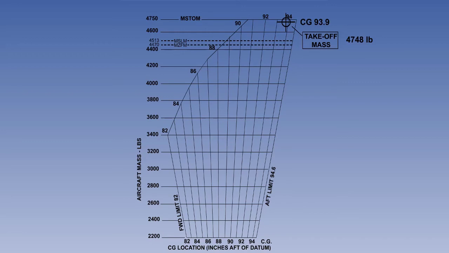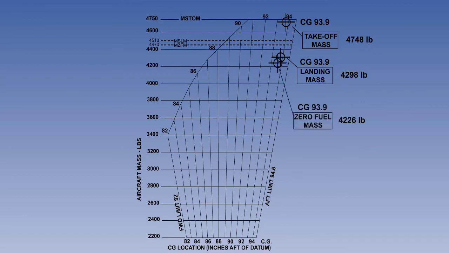Enter the takeoff mass of 4,748 pounds and centre of gravity arm, 93.9 inches, from the manifest into the centre of gravity envelope. In the envelope, check that the mass and centre of gravity for takeoff are in limits. Using the landing data from the loading manifest, enter the figures for mass 4,298 pounds and arm 93.9 and check that the landing mass and centre of gravity are in limits.